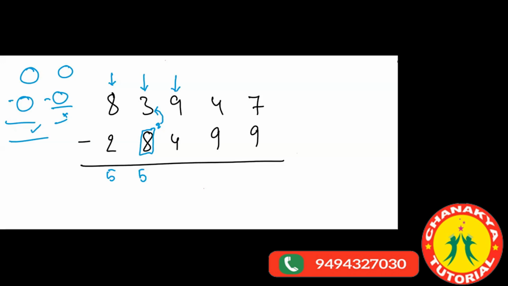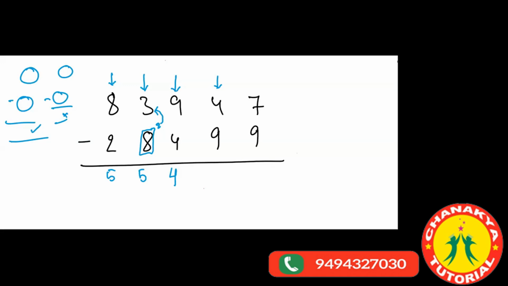Okay, next. If it is a match, then we can take the difference directly. 9 minus 4 is how much? 5. Can I write 5 or 4? Sir, 4. Why 4? Because the next number is a mismatch. That's why we have to write 4 instead of 5. Okay, what to do in this case?